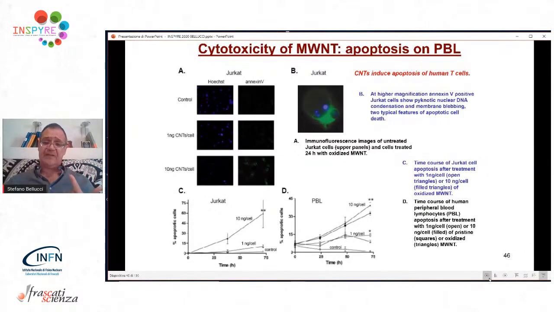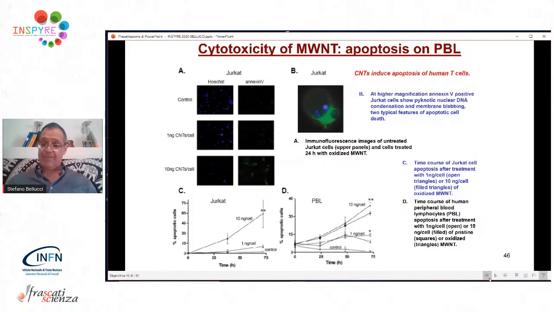Now, we need to immediately worry about the biocompatibility of this device. And here you see a complete study that was carried out by our group already in 2004 to assess the cytotoxicity of this type of device. Here we study proliferation, how the proliferation is changed. But in particular, in this slide, I show you the apoptosis.